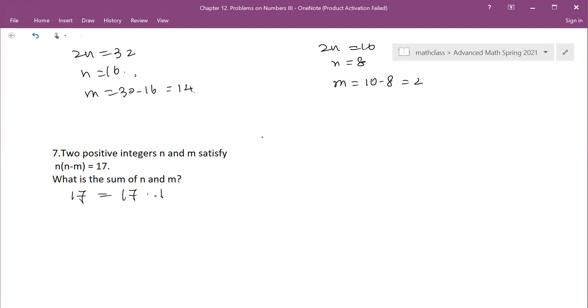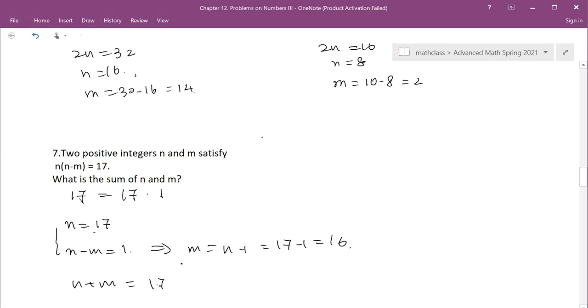And both n and m are integers, so the only possible way to express them is n equals 17, and n minus m equals 1. So this implies m equals n minus 1, so 17 minus 1, that's 16. So you get two solutions, 17 and 16. The sum of them will be 33. On the test they wanted one number; they don't want you to enter two numbers, because then which one is first is confusing. It's not easy to grade by computer.